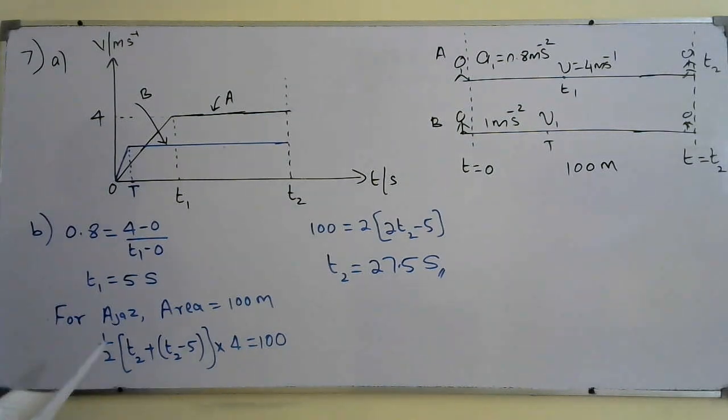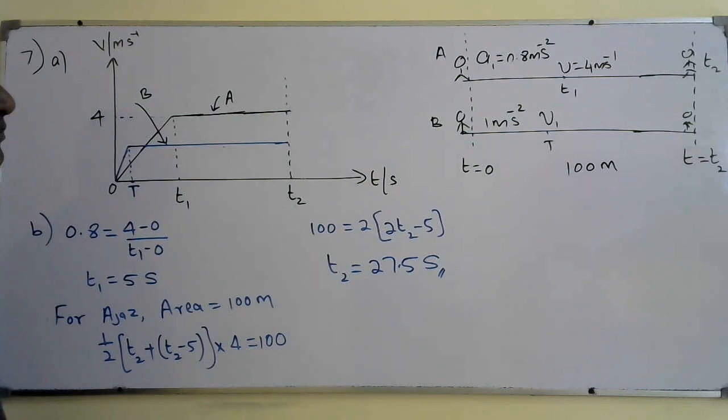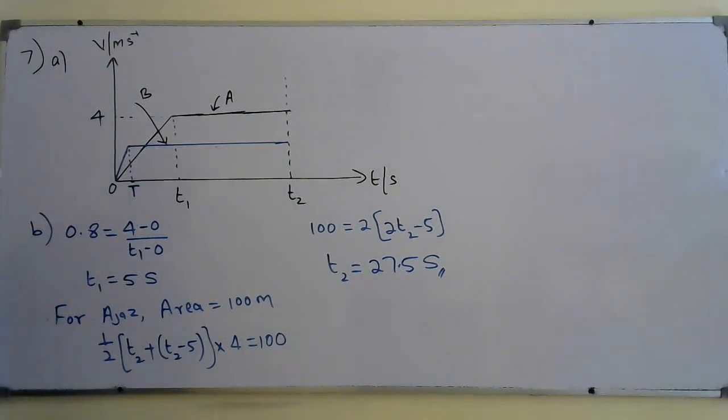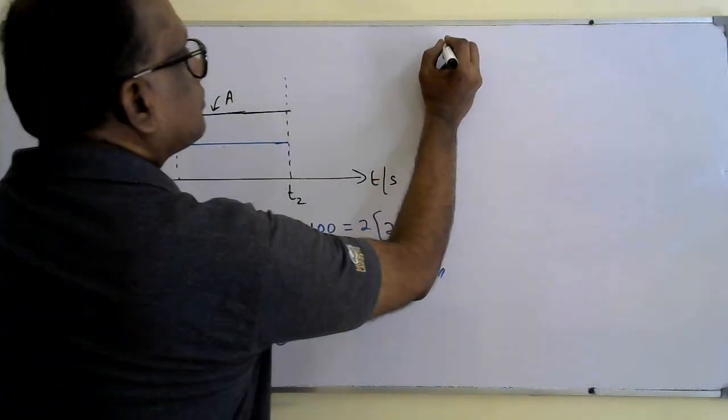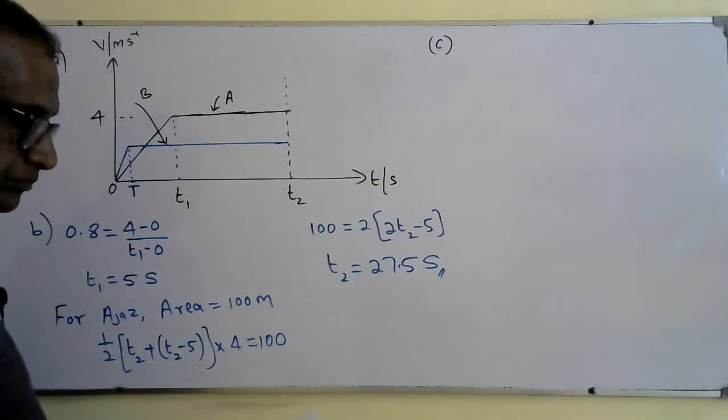Next part: find the value of t for how long he is accelerating. That is the question. Here also we need to use the area again. I'll erase this diagram, it's not necessary. Okay, so this is part C. The question is to find the value of t.